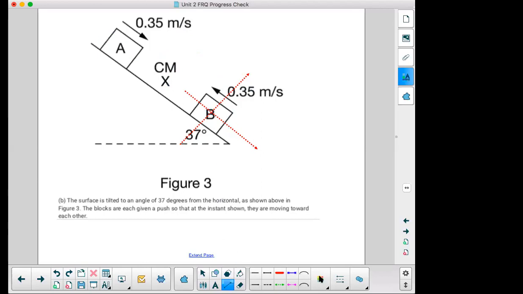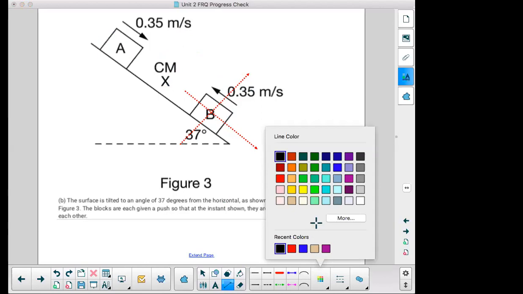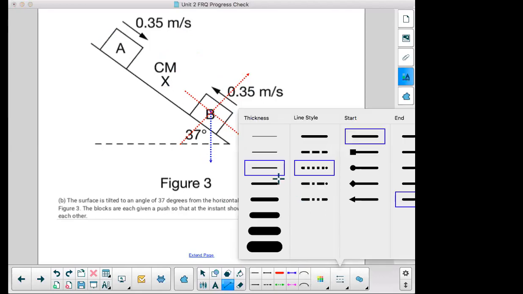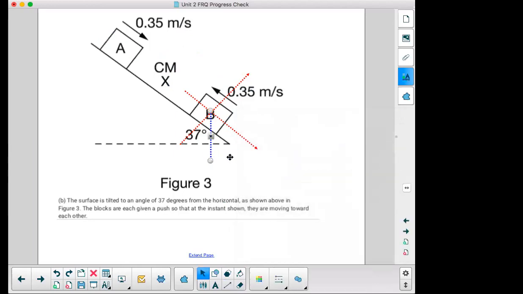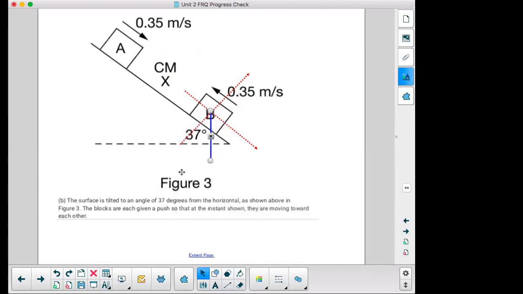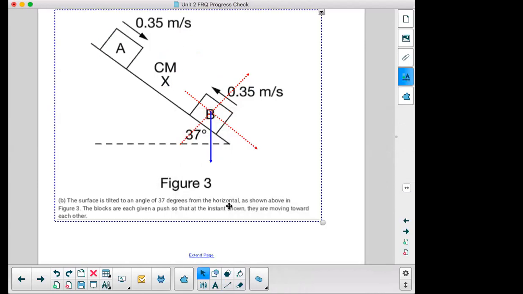Let me just say it out loud. There is an external force on the system, and it's gravity. Okay, there's an external force on the system. It's called gravity. Sorry about that. There's an external force on the system, and it's gravitational force. So there's gravity right there.